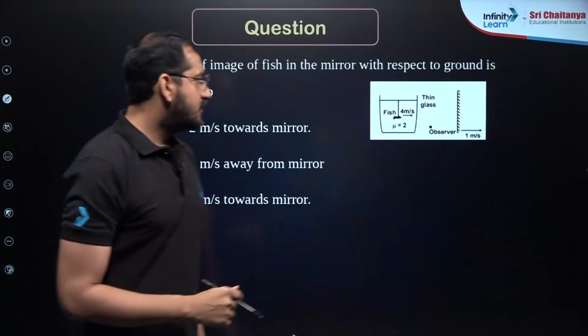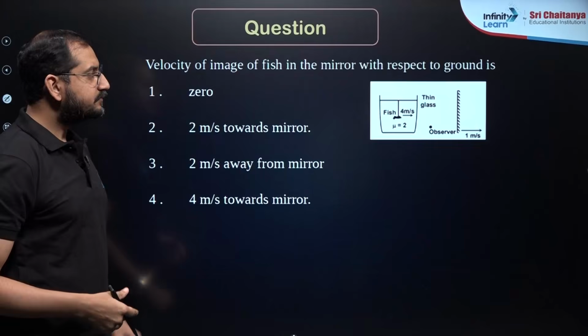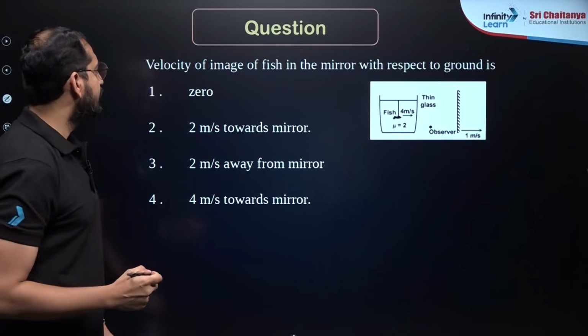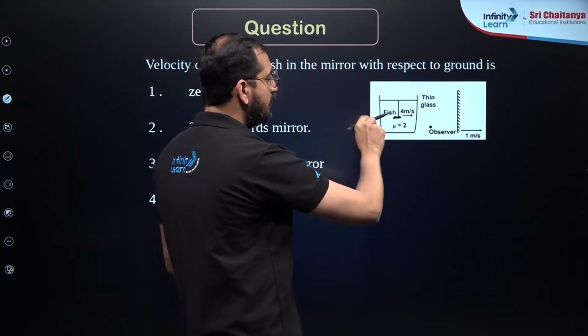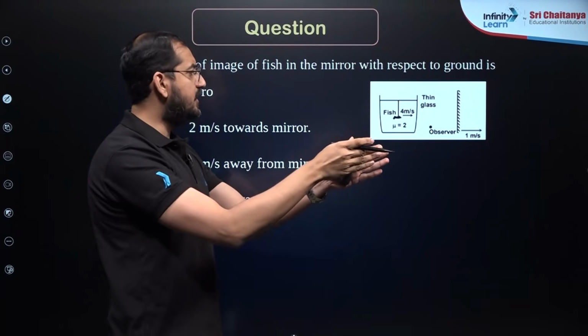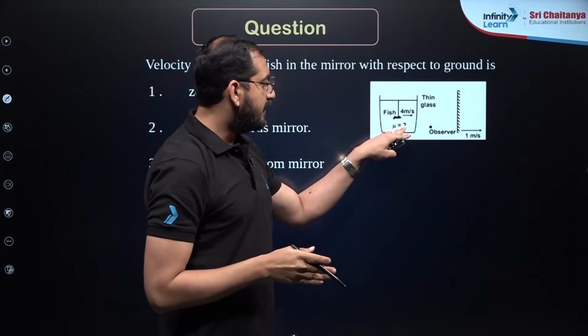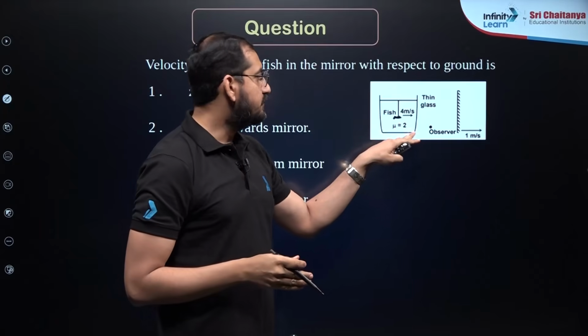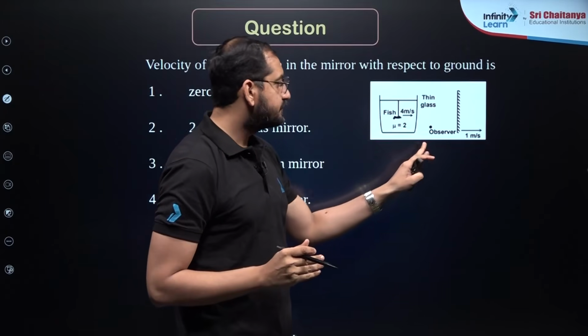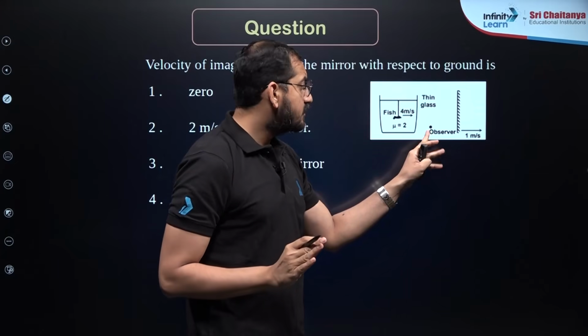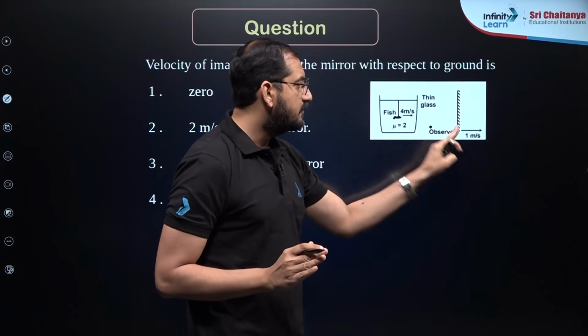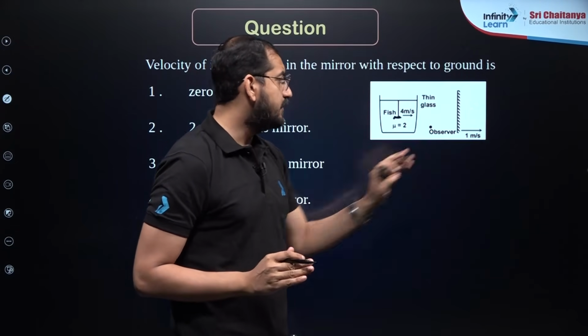Okay, next we have this question from ray optics. So there is a fish in the tank. The fish is moving with a speed of 4 towards the mirror. The refractive index of this water is mu equal to 2, given to us. There is an observer over here. The observer is at rest, and this side we have the mirror. The mirror is going in this direction with a speed of 1.